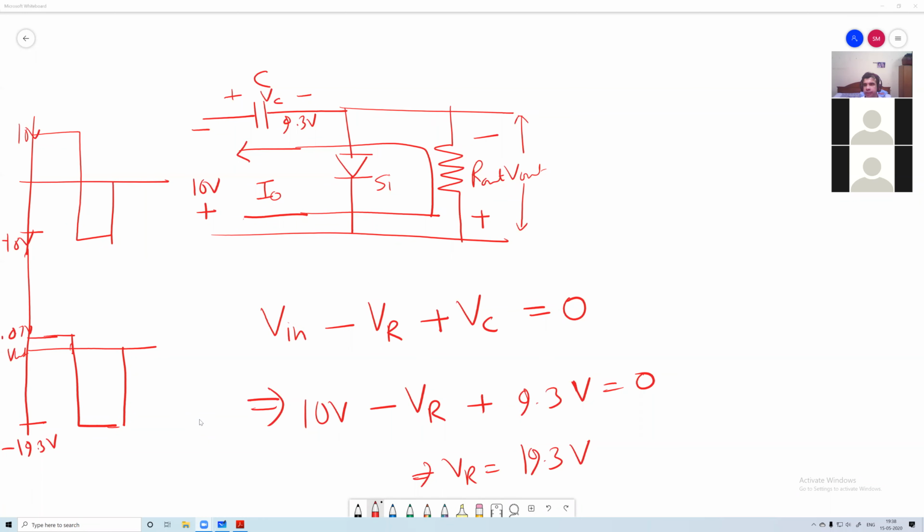So if this problem is clear, I am giving you a homework which I will not solve. What happens if the diode is ideal? I did it for a silicon diode. What happens if the diode is ideal? This is your homework. I will not solve it. You try it at home. Okay, so less than 1 minute. So please cut off the meeting, okay, and start afresh.